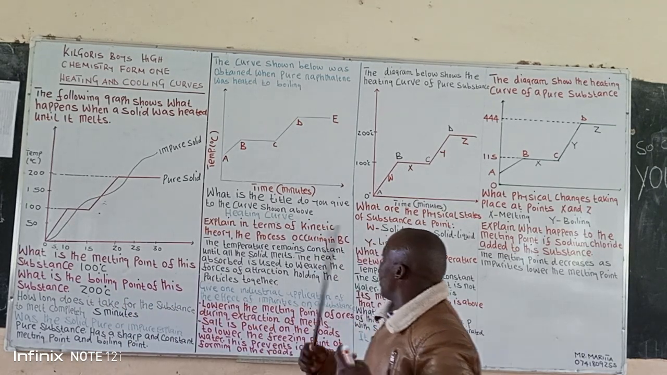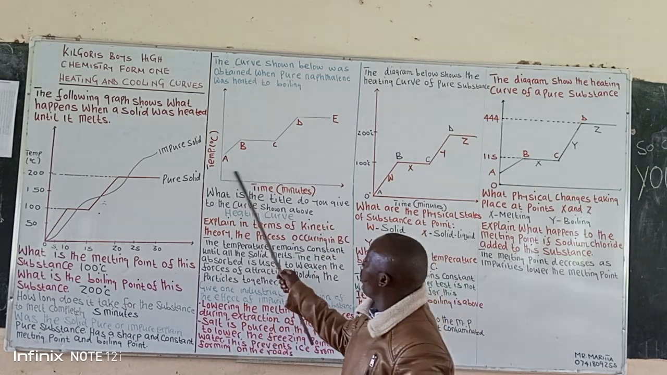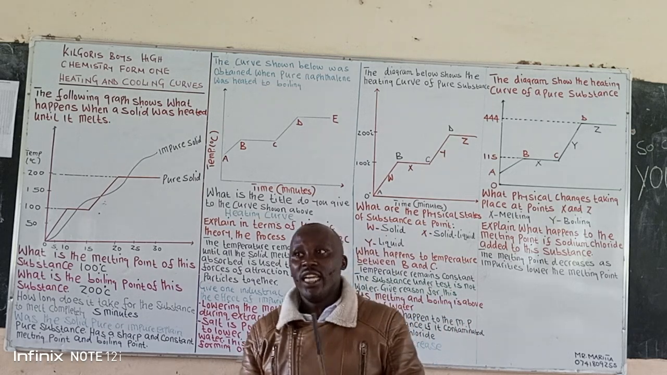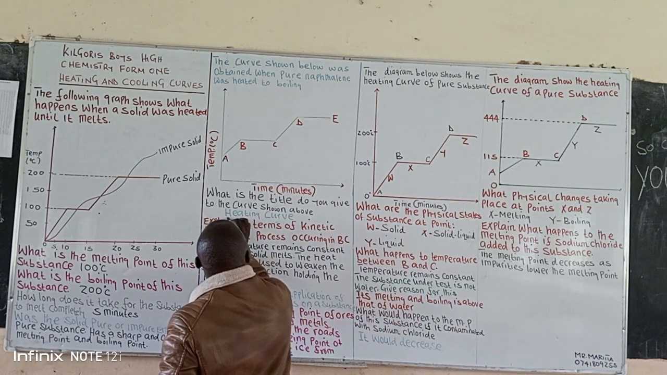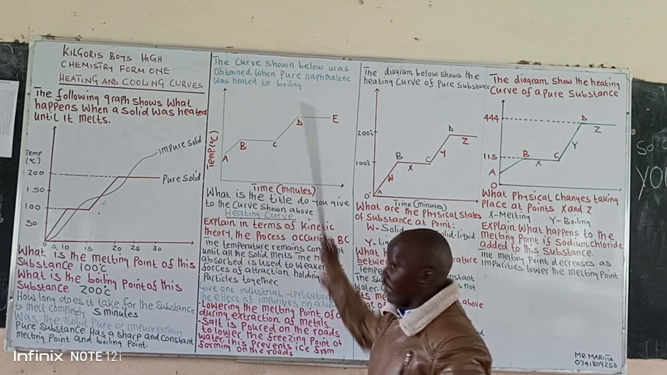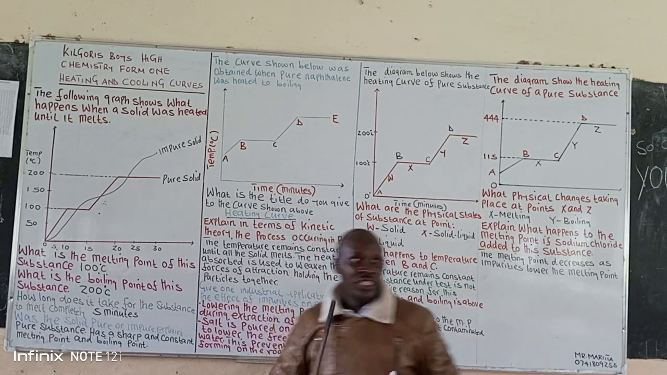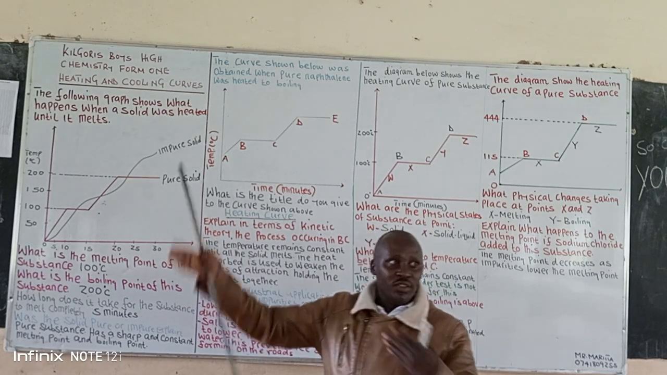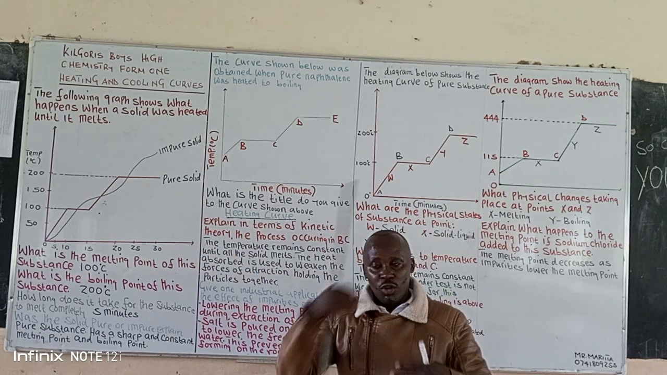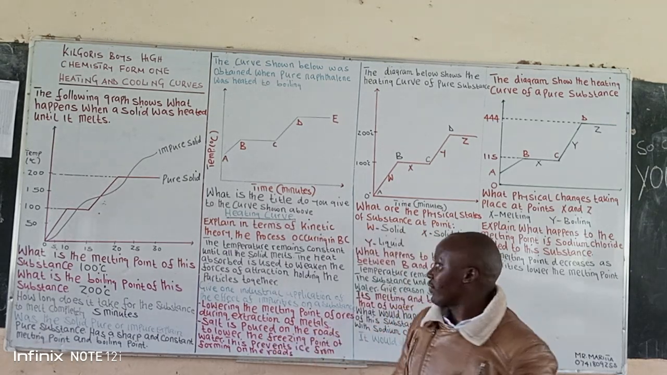Now we have: what title would you give to the curve shown in this graph? Normally the curve that starts from this point and goes upwards is called the heating curve. The cooling curve starts from the top and then comes down. This one starts from 0 degrees all the way up to 200, so it indicates the heating curve. In the cooling curve, it will start from 200 and then the temperature drops until it is 0. So the correct title given to this curve is heating curve.